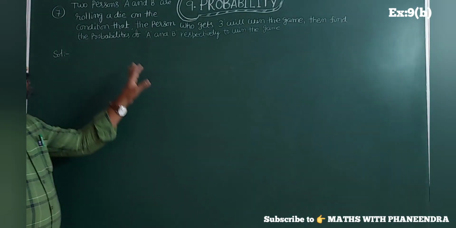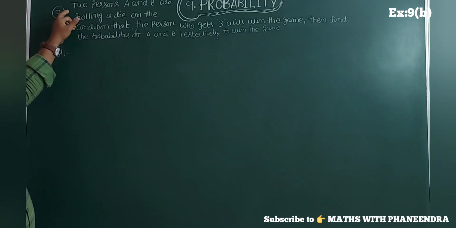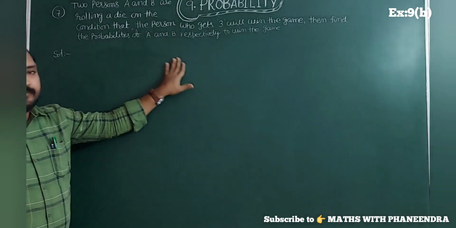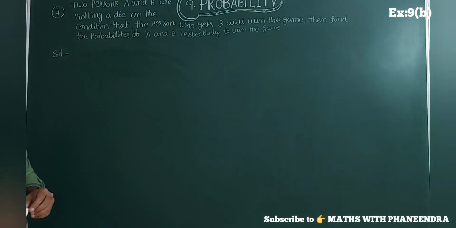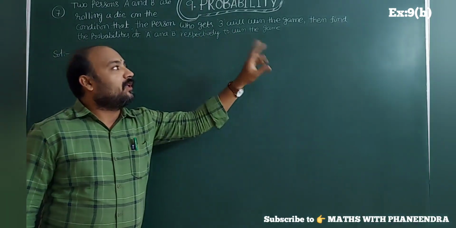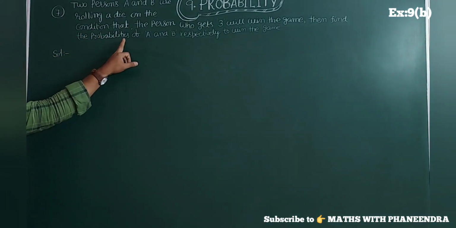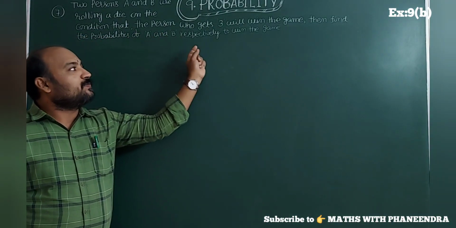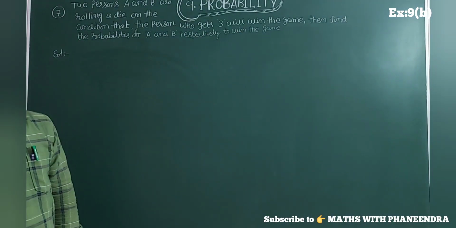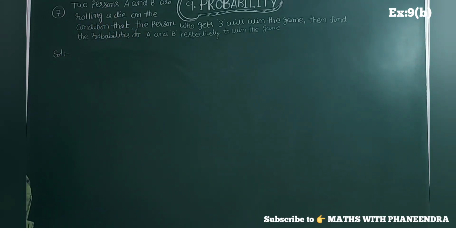Next question. This is an important type of question. Two persons A and B are rolling a die on the condition that the person who gets 3 will win the game. Then find the probabilities of A and B respectively to win the game. So two persons A and B are rolling a die.